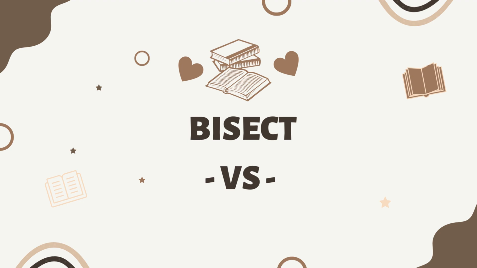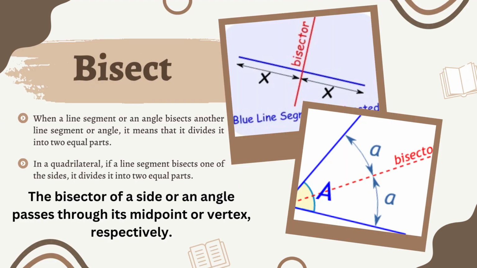That means bisector, bisecting line. We call it by many terms. So let's have a look. What does bisect mean? When a line segment or an angle bisects another line segment or angle, it means that it divides it into two equal parts. That means a bisector or bisecting line passes through another line in such a way that it divides the line into two equal parts.